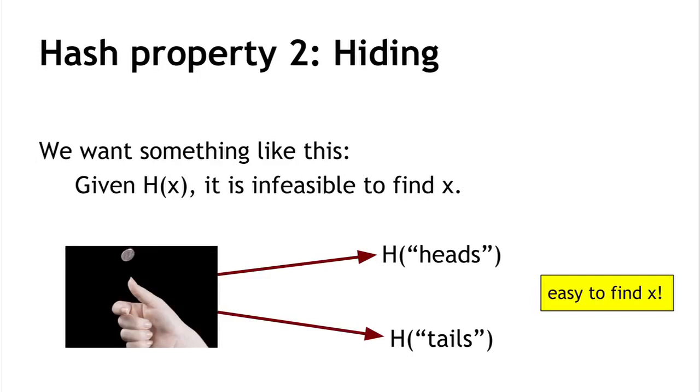You simply compute the hash of the string "heads" and the hash of the string "tails", and you see which one you got. So in just a couple of steps, you can figure out what x was. The reason this example failed, that is, the reason why an adversary was able to guess what the string was, is that there were only a couple of possible values of x.